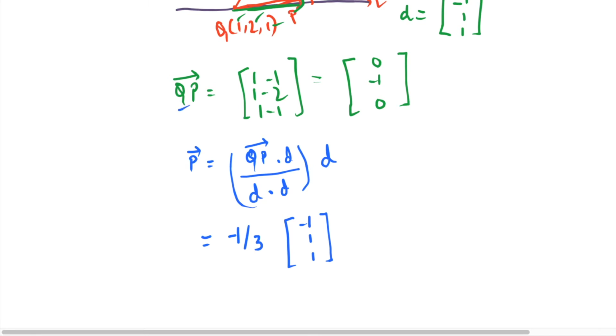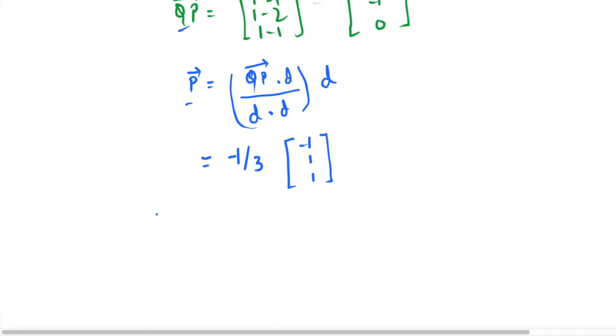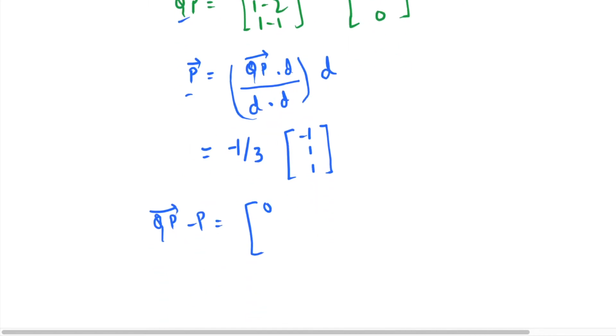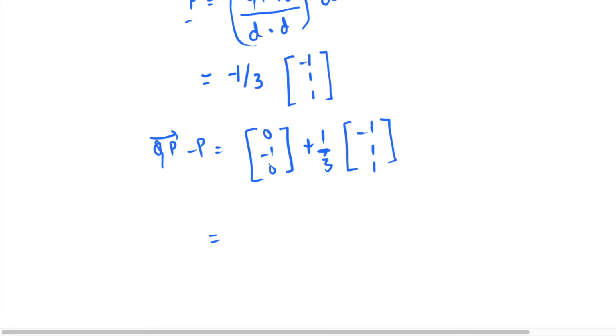Okay, so we have got qp, we have got p. So let's try to find out what is qp minus p. So qp minus p is going to be 0 0 minus 1 0 minus, and this becomes plus, so plus 1 by 3 minus 1 1 1. All right, and this finally becomes minus 1 by 3, minus 2 by 3, and 1 by 3.